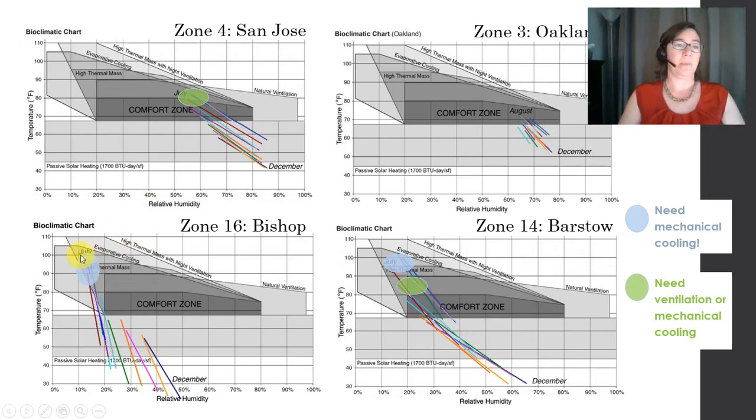And then tagged in this light blue are areas which ventilation really isn't going to help. Not enough at least. And you could use mechanical cooling. That's your typical air conditioning. Or in this specific area, because they are on the dry side, you can also use evaporative cooling.